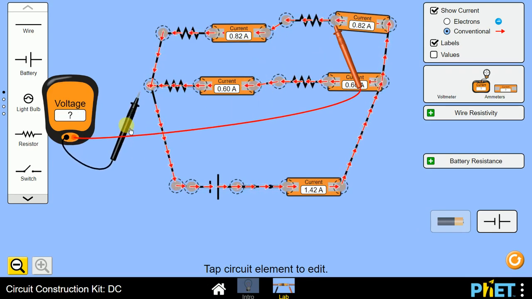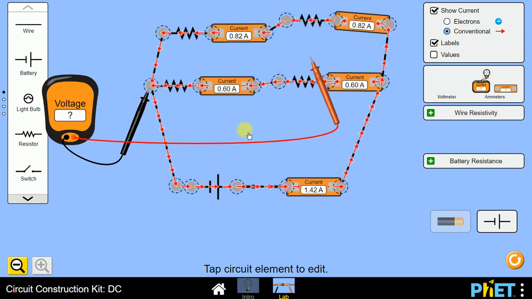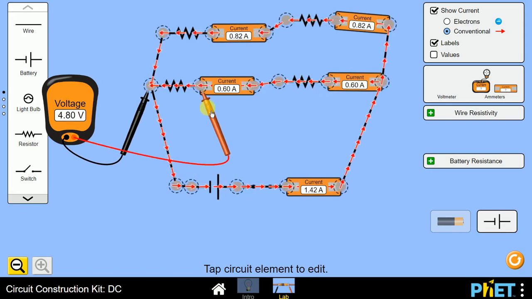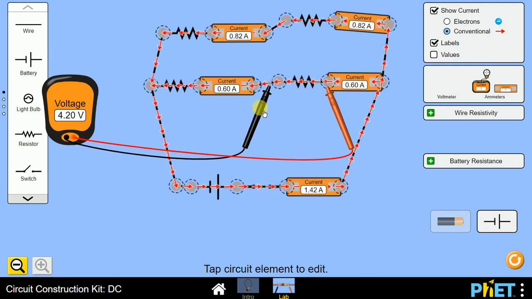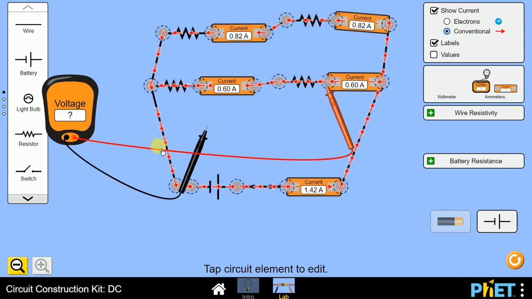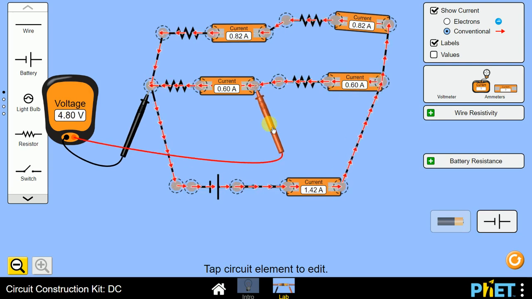Different? Okay, let's see here. It is 4.80, and here 4.20, right? So obviously we can observe that the voltage across all the four resistances is different, है ना? Here it's 4.20 and here it's 4.80. So the voltage across these two resistances is different. So if two resistances are in series, the same current is flowing through them, but the voltages are different.